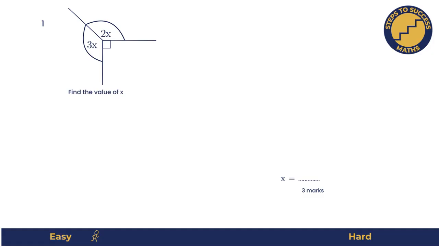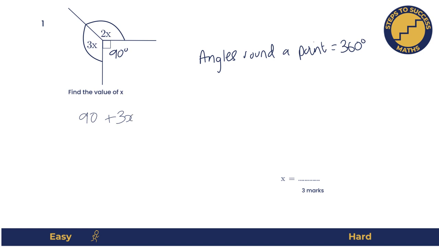Question 1. Find the value of x. Okay, so here we have some angles. And we know that the angles around a point add up to 360 degrees. So we've got a right angle, which is 90 degrees. So we can form an equation. 90 degrees plus 3x plus 2x must all equal 360. And from here we can solve it.